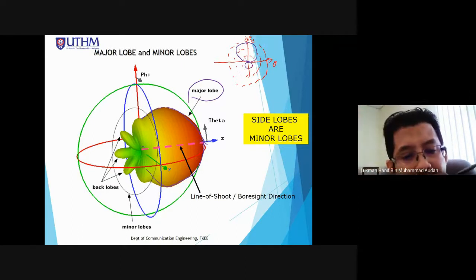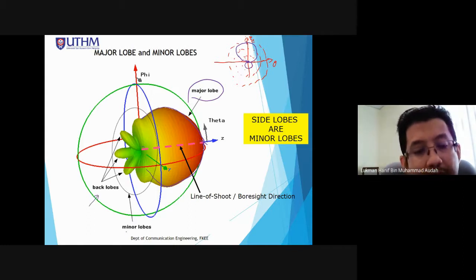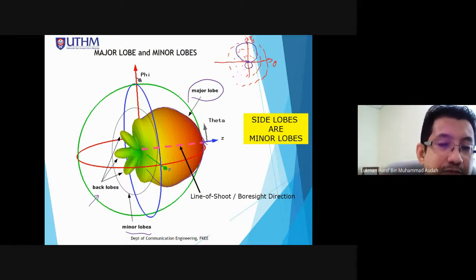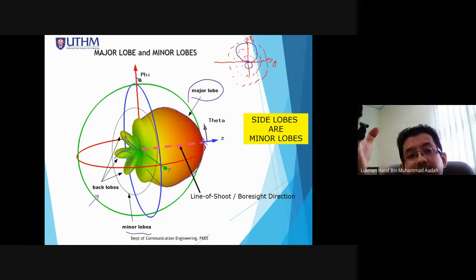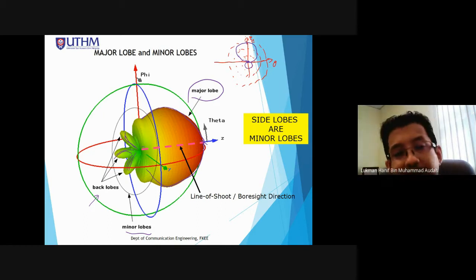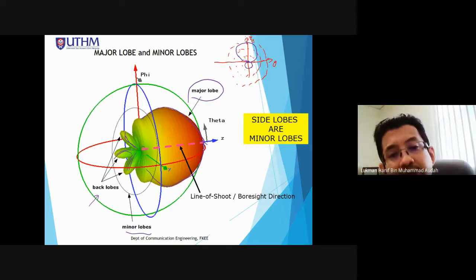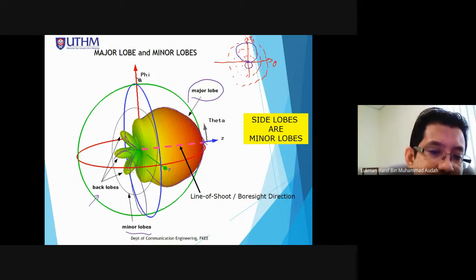Okay, dan ada juga dipanggil sebagai minor lobe ataupun ada juga back lobes, minor lobes dan juga back lobes. Back lobes adalah gelombang yang dipancarkan pada arah 180 degree from the main lobe, from the major lobe. Okay, ataupun gelombang yang ke belakang ini 180 degrees from the major lobe. Okay, dia bukan hanya ke depan, sebab gelombang ini, remember, it is an unguided transmission line. Okay, dia boleh bergerak juga ada ke arah belakang. Okay, tapi jumlahnya agak kecil, tidak banyak. This is what we call the back lobes. Dan ada juga side lobes. Okay, ke arah tepi, side lobes.